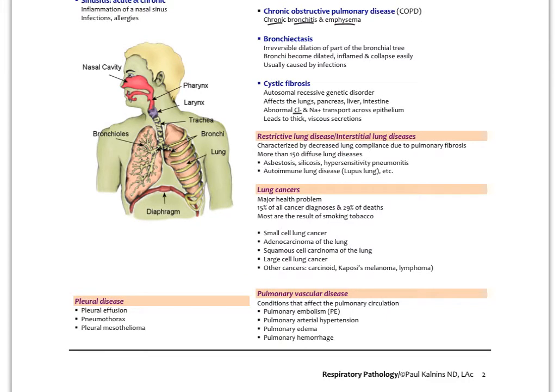A couple other respiratory disorders would be pleural diseases. We talked already a bit about pleural effusion and pneumothorax and pleural mesothelioma, the cancer. One area we'll come back to in the cardiovascular block is pulmonary vascular disease, and that would be things like pulmonary embolism and pulmonary arterial hypertension. That's usually a result of left heart failure, where the blood backs up in the pulmonary tree, causing pulmonary edema and hemorrhage and so forth.